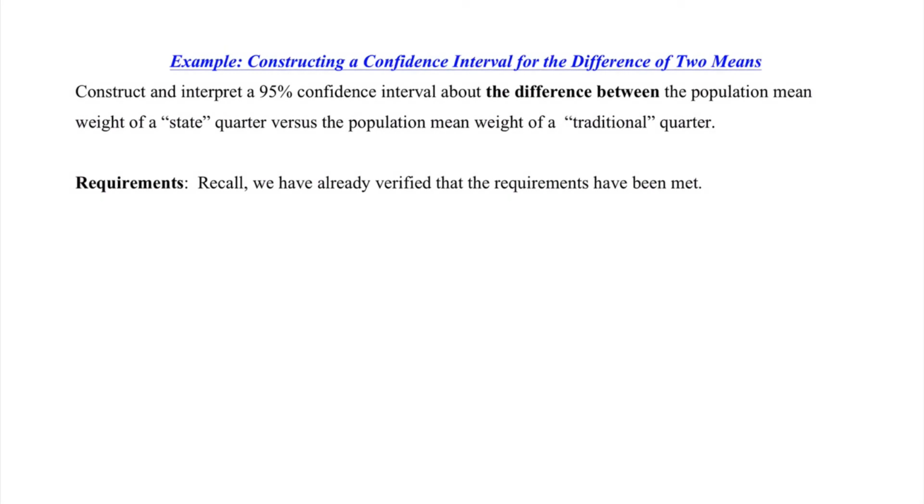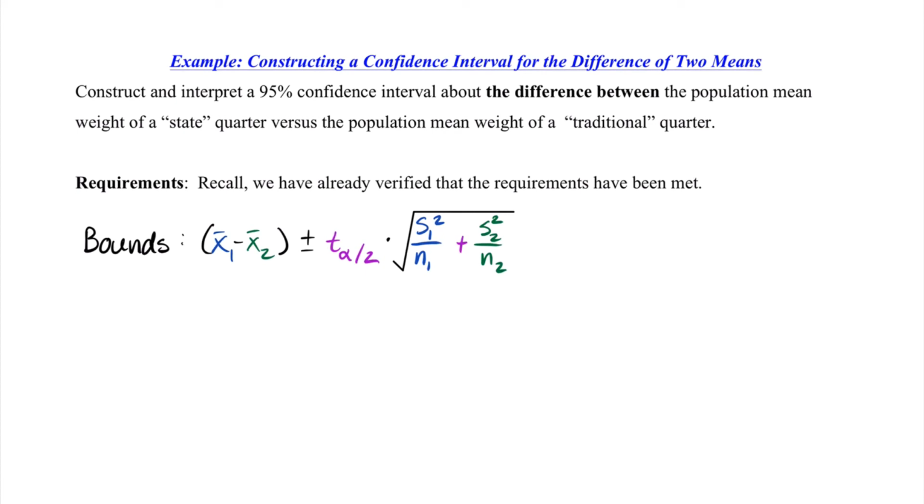We need to construct and interpret a 95% confidence interval now about the difference between the population mean weight of a state quarter versus the population mean weight of a traditional quarter. So we're just pulling on the previous example, and we have our data in L1 and L2 already. Remember, we verified that the requirements have been met already for the hypothesis test, which means we're also okay to construct a confidence interval. If we're okay with that, writing our formula one more time, but blending our lower and upper bound together, we have the formula for our bounds.